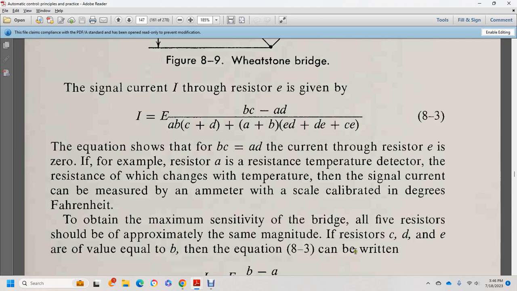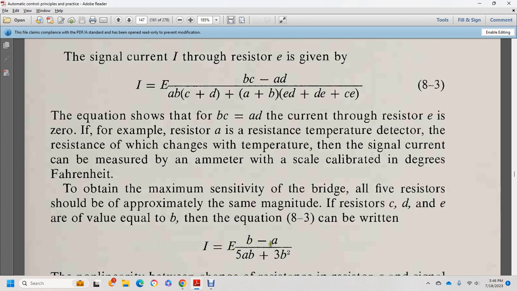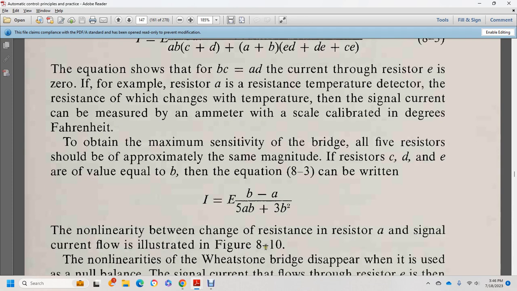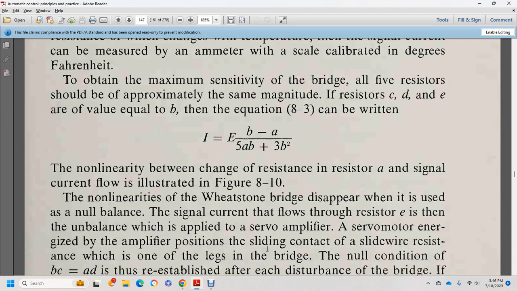With this, the equation can be written as amps equals voltage times (B minus A) over (5AB plus 3B squared). The relationship between the change in resistor A with the signal and the current flow is nonlinear, as illustrated in figure 8.10. This nonlinearity of the Wheatstone bridge disappears at null balance, when no current flows through the resistor E.